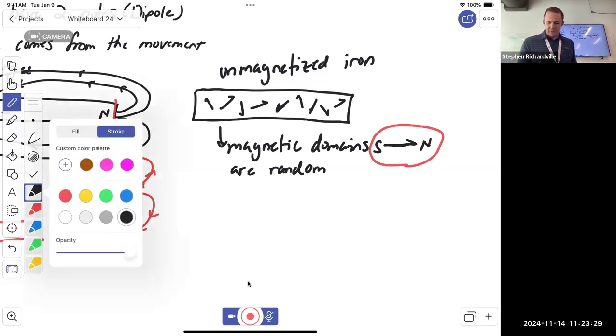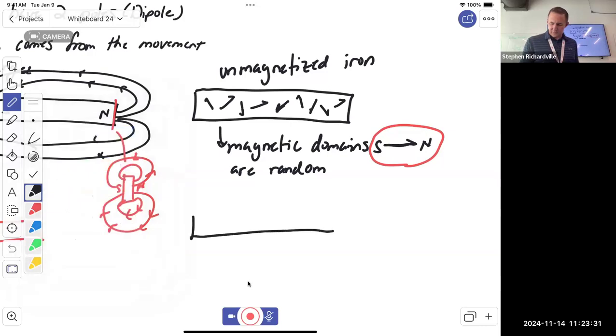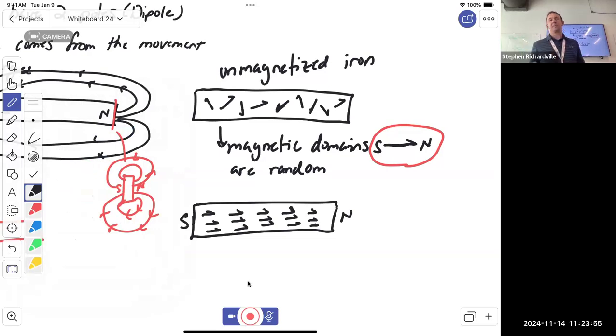In magnetized iron or magnetized metals, my domains are not random. And you may see a multiple choice at some point on the College Board that looks something like this. This would be north and this would be south. All the little north ends are on one side, all the little south ends are on the other side. So what happens in magnetized iron is that the domains are aligned.